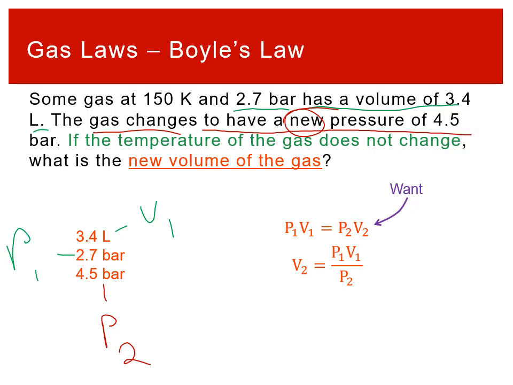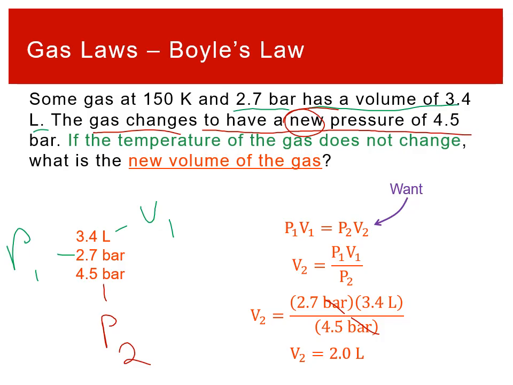And so that P1 is going to be 2.7 bar. Similarly, we can see that 2.7 bar has a volume of 3.4 liters. Those two variables have to be linked together. They're going to be either both ones or both twos. In this case, they are both ones. So we can plug in all our numbers. We can see that bar and bar cancel out. We get a volume in liters. So the new volume here is 2 liters.